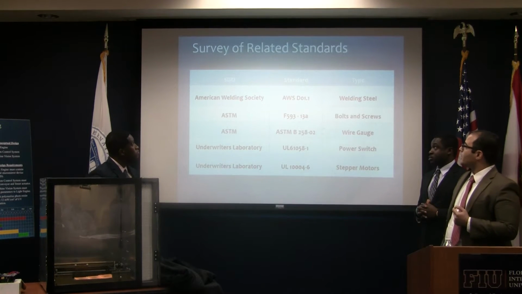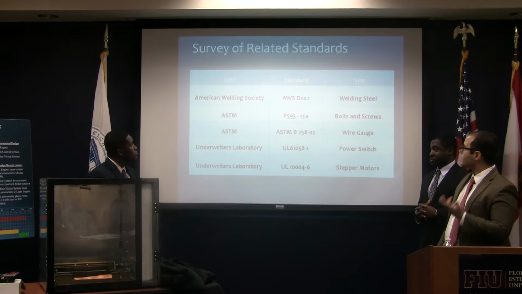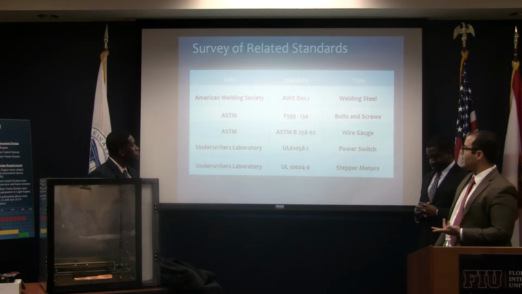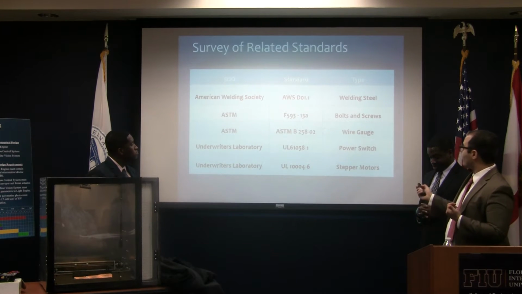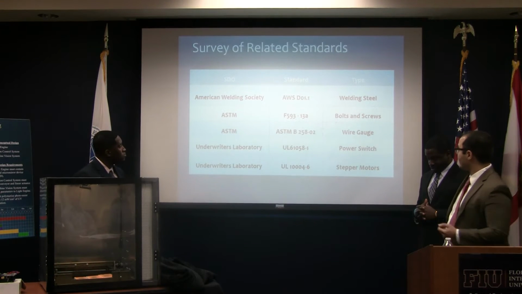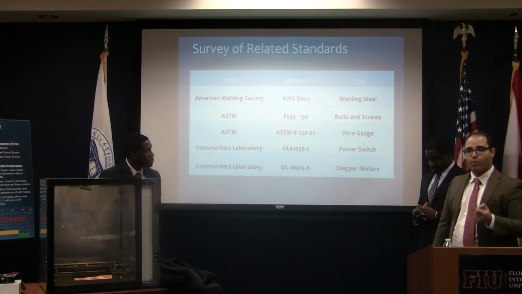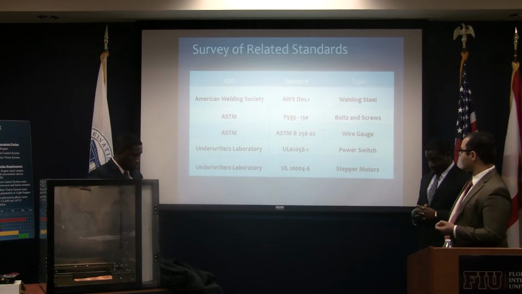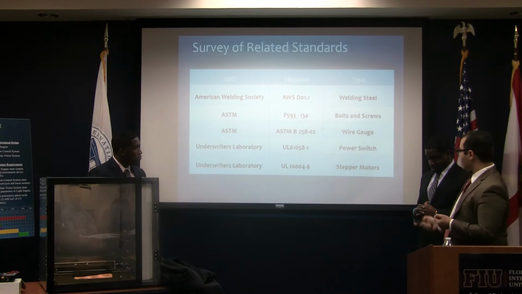So here we have a table of some of the standards that we observe for welding steel, fastening hardware components to the frame, determining the proper wire gauge for the electronic enclosure, and operation of the stepper motors.